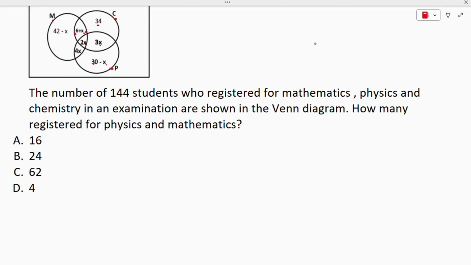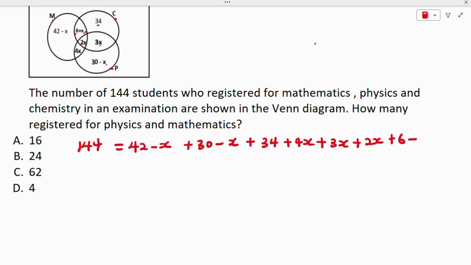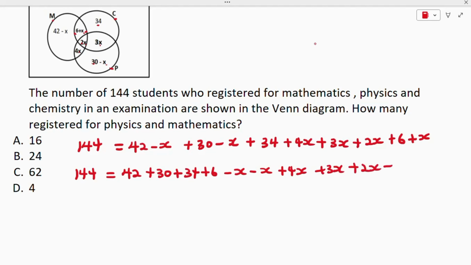So we have the total number of students to be 144, and this is equal to 42 minus x plus physics, which is 30 minus x, plus chemistry, which is 34, plus 4x, plus 3x, plus 2x, plus 6 plus x. So we have 144 is equal to, let's simply collect like terms, all the numbers to one side. We have 42 plus 30 plus 34 plus 6, and all the x: minus x plus 4x plus 3x plus 2x plus x.